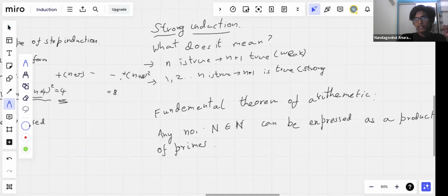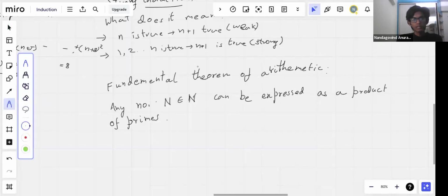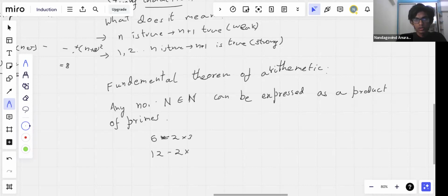Okay, so a very frequent application that you're going to see using this is called the fundamental theorem of arithmetic. Probably most of you are familiar with this already, but it's that any number can be expressed as a product of primes. So 6 is equal to 2 into 3. 12 is equal to 2 into 2 into 3. And any number that you give, for example, 5 is equal to 5 because that's a prime by itself. So every number can be expressed as a product of primes.